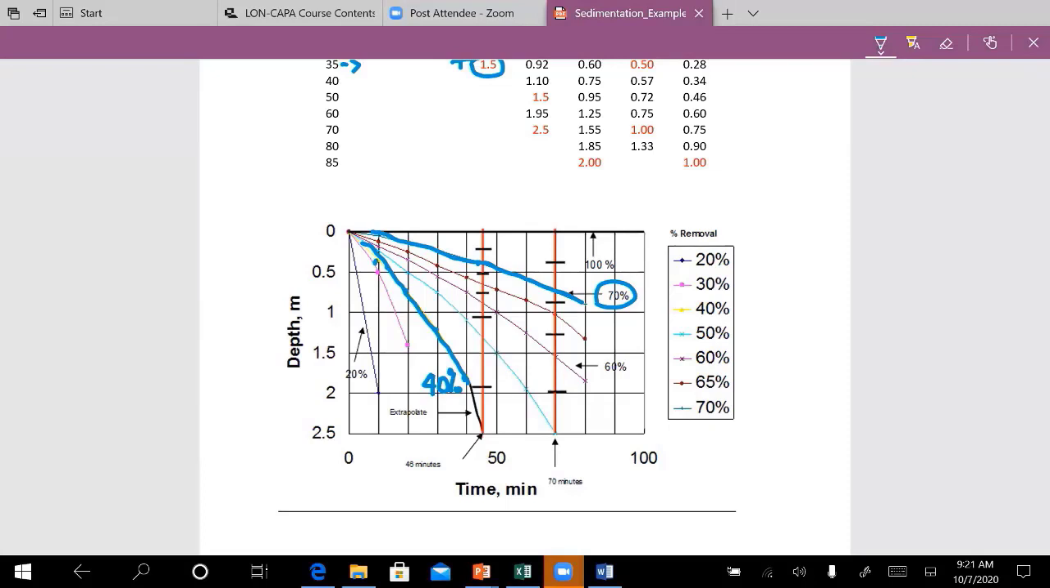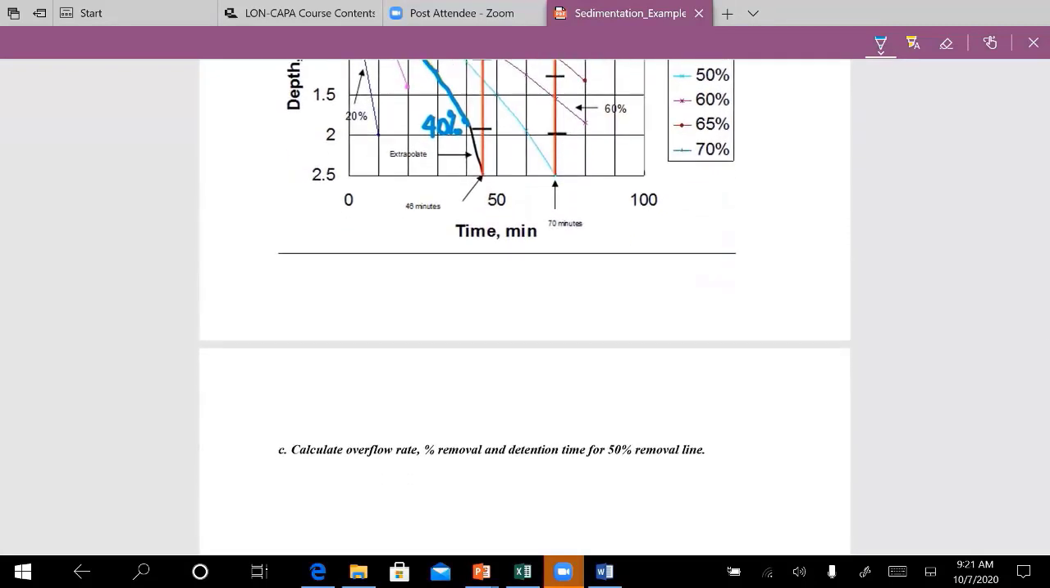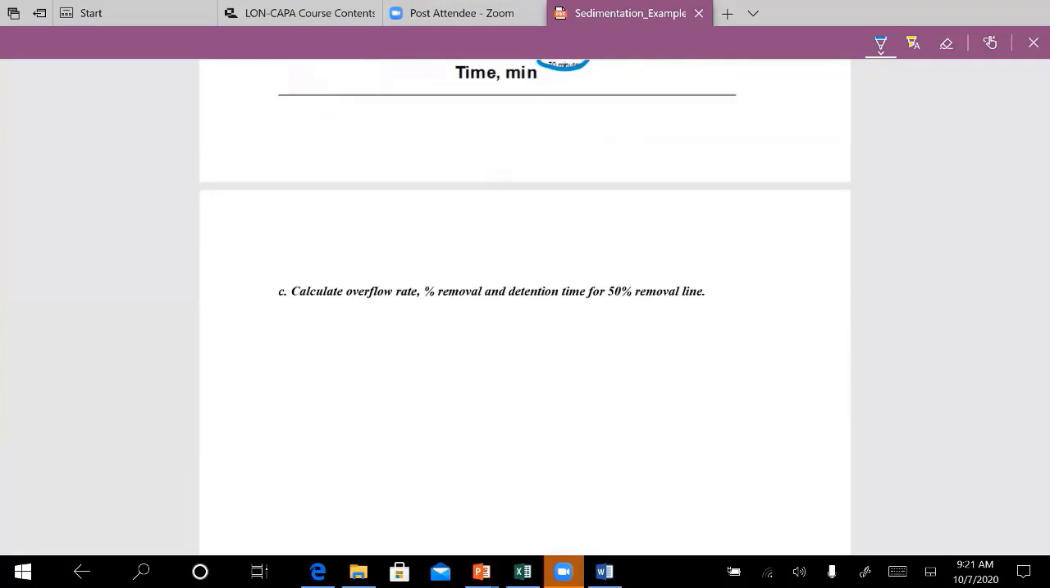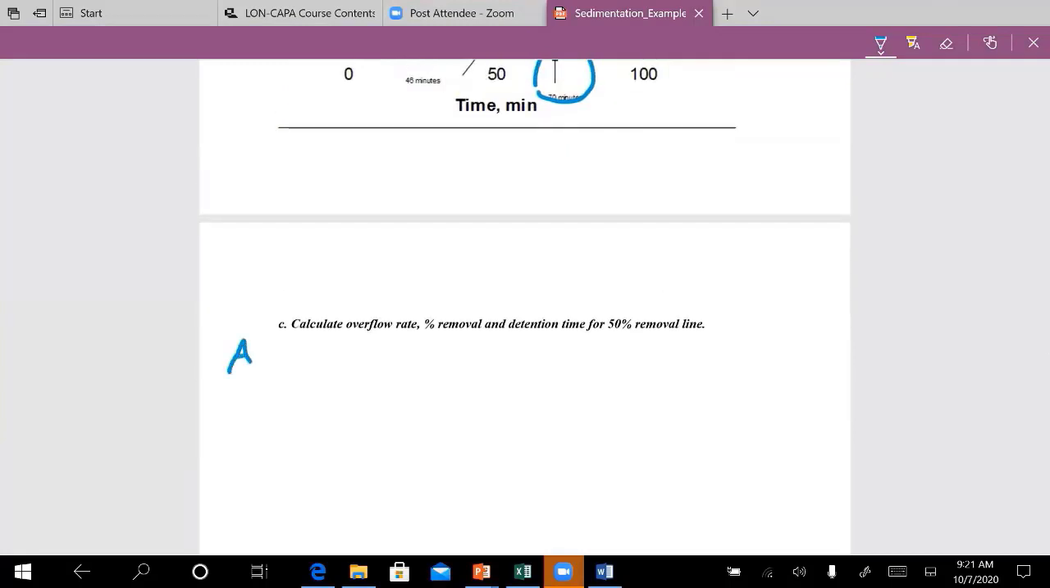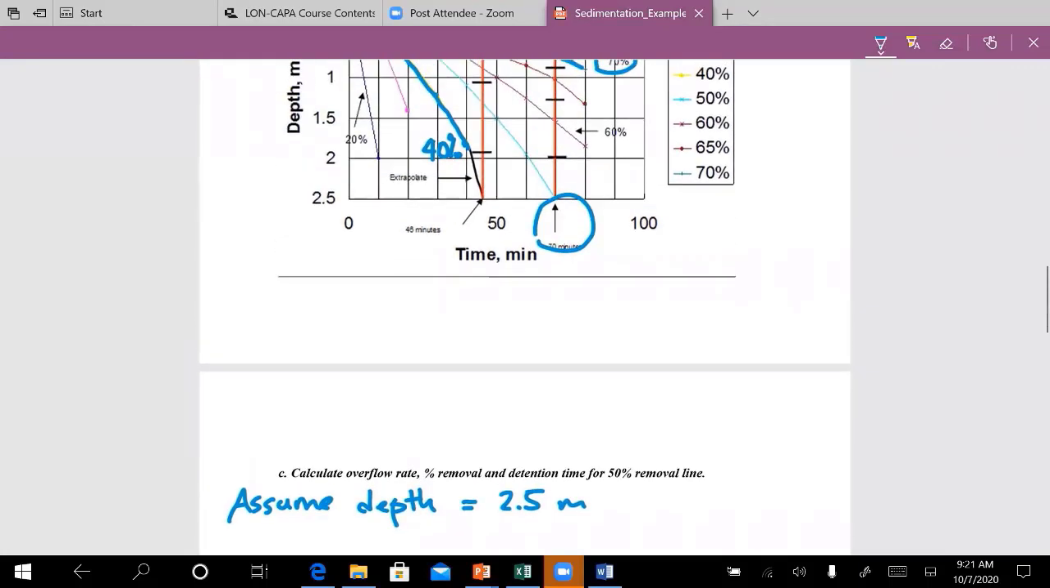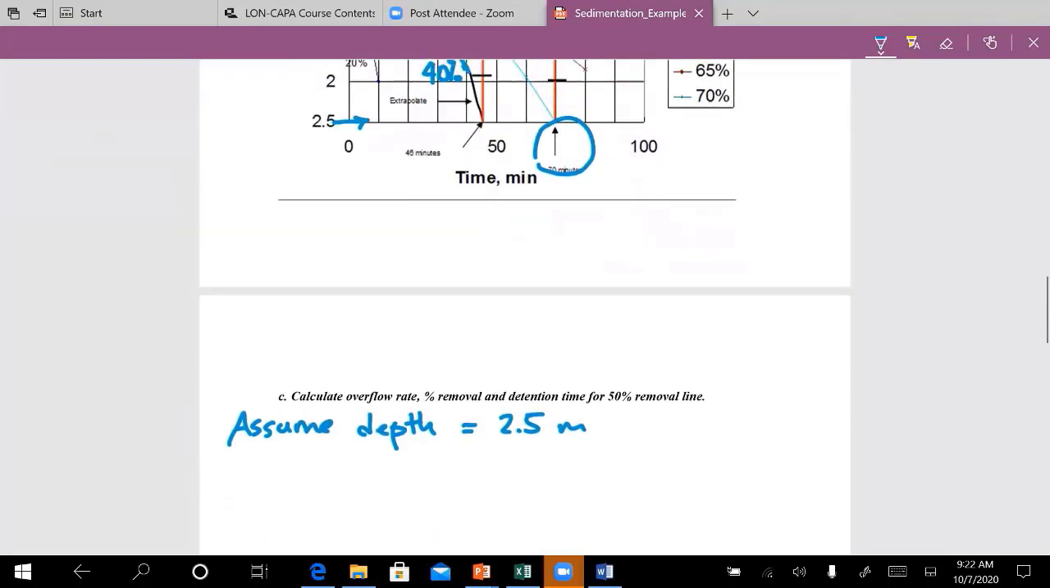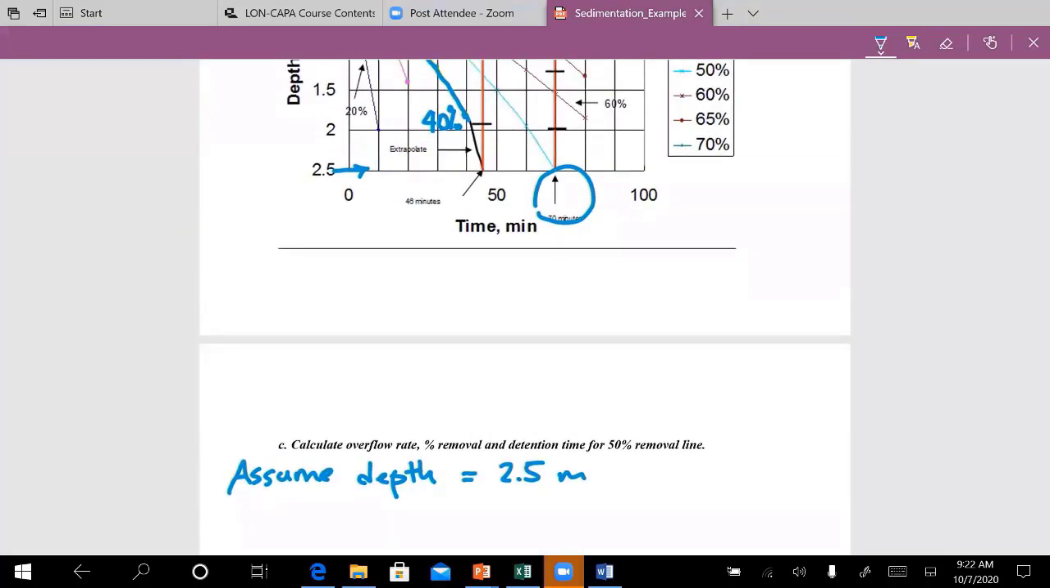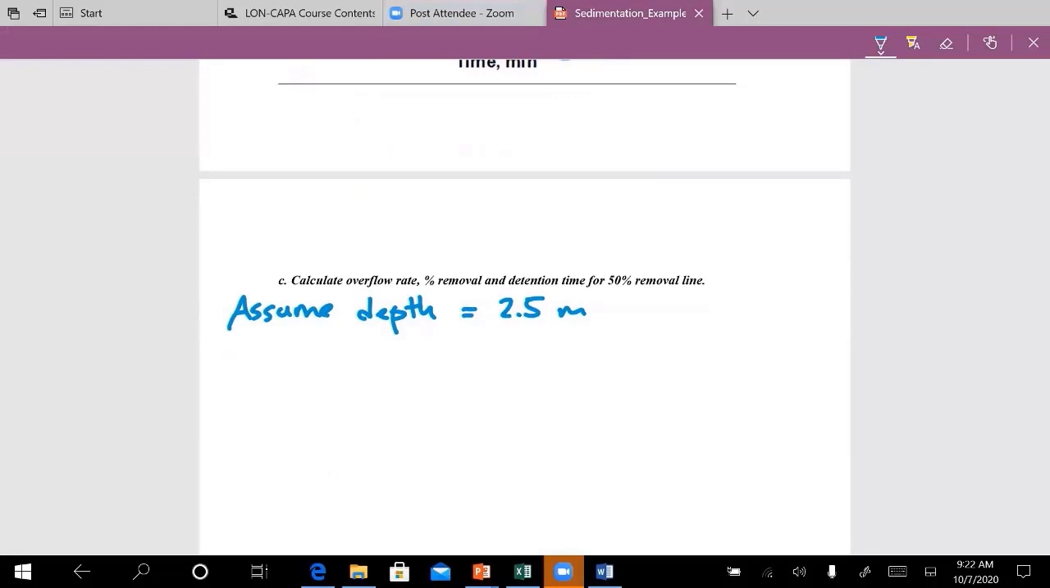In order to determine the removal, we start with 70 minutes, and we have to make an assumption. Let's assume that we're designing a sedimentation basin clarifier with a depth of 2.5 meters. So we're at this depth right here. Let's assume we've got 70 minutes. We have to make some assumptions to start with.